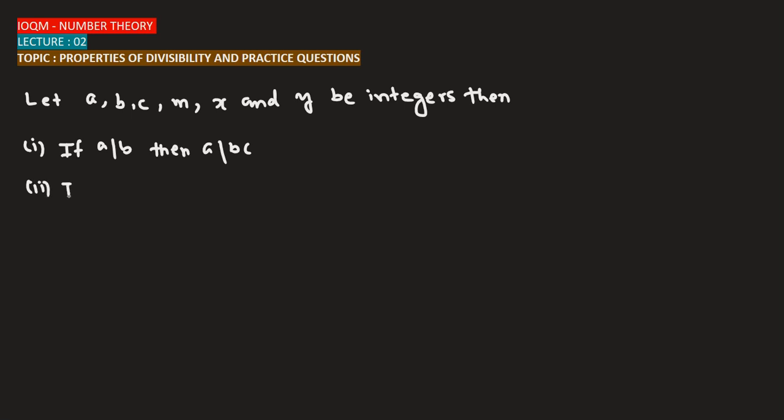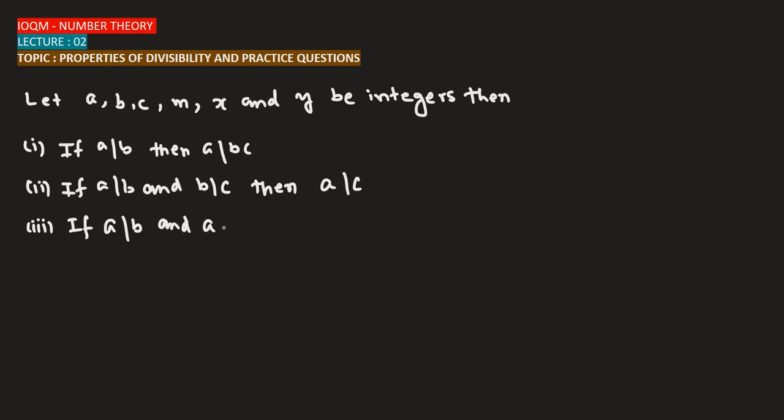Property 2: if A divides B and B divides C, then A divides C. Property 3: if A divides B and A divides C, then A divides Bx plus or minus Cy, that is, Bx plus Cy.